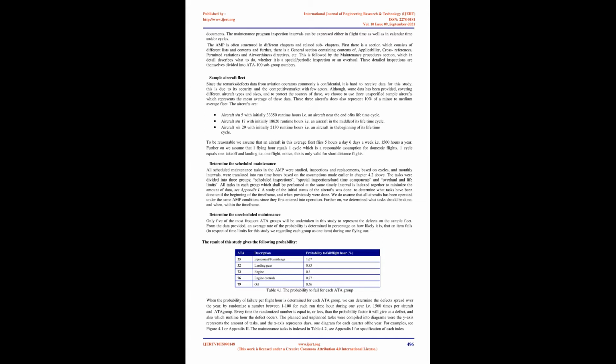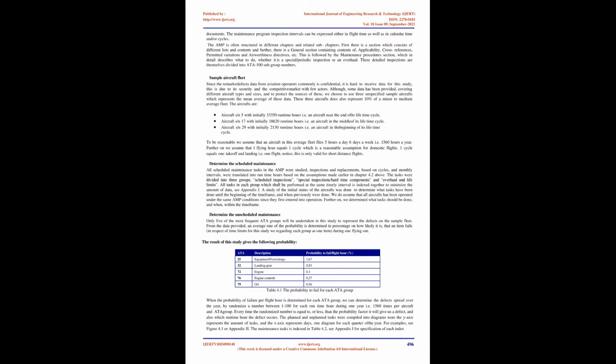The maintenance program inspection intervals can be expressed either in flight time as well as in calendar time and/or cycles. The AMP is often structured in different chapters and related sub-chapters. First, there is a section which consists of different lists and contents, and further, there is a general section containing contents of applicability, cross-references, permitted variations, and airworthiness directives, etc. This is followed by the maintenance procedures section, which in detail describes what to do, whether it is a special/periodic inspection or an overhaul. These detailed inspections are themselves divided into ATA 100 subgroup numbers.